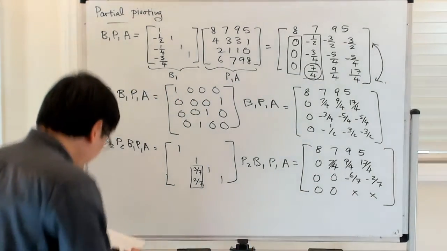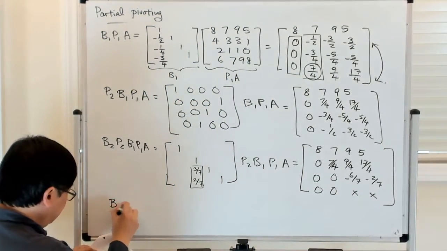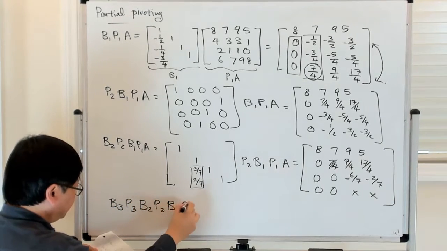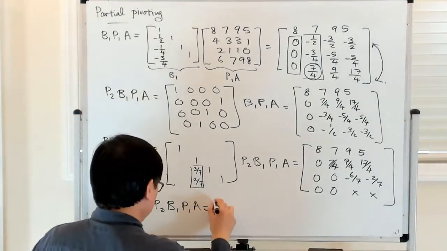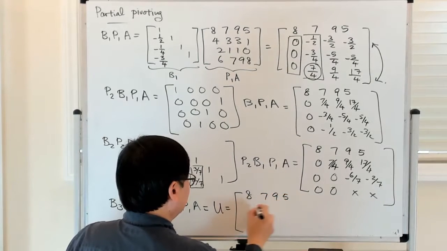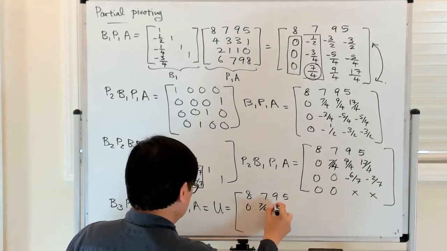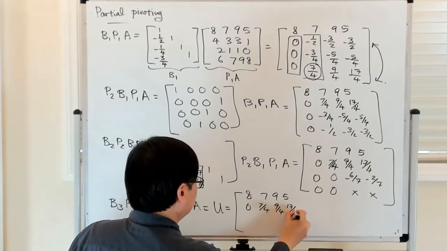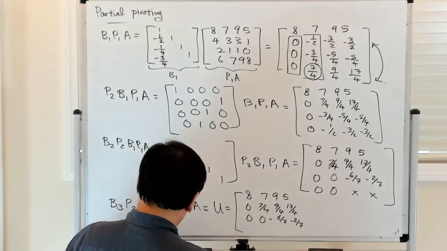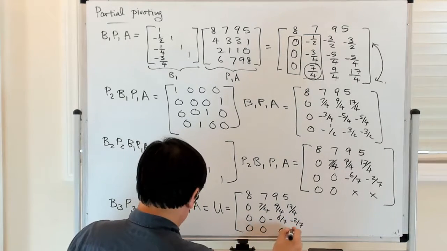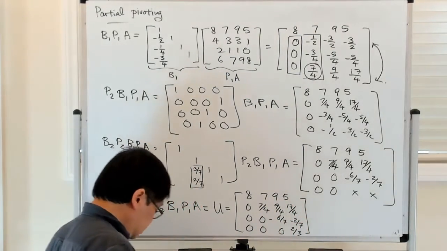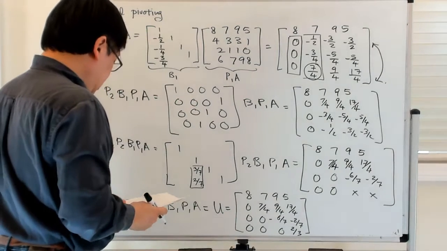and then what will eventually happen is that you get B3, P3, B2, P2, B1, P1 acting on A is an upper triangular matrix, which is of the form 8795, 0, 7 over 4, 9 over 4, 17 over 4, 0, 0, minus 6 over 7, minus 2 over 7, 0, 0, 0, 2/3. Okay?